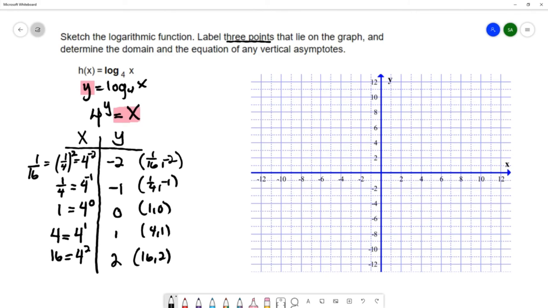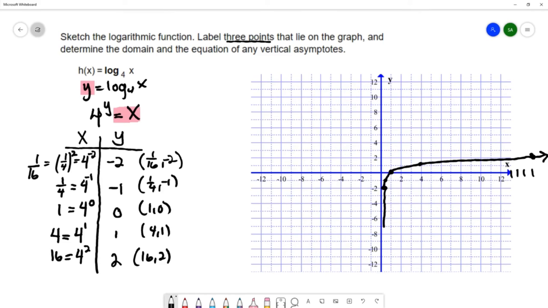I'm going to plot these ordered pairs. 1/16 and -2 would be about here. 1/4 and -1 would be about here. 1, 0 would be here. 4, 1 and 16, 2. So 12, 13, 14, 15, 16 is a little off my grid, but we can still see it about right here. These 5 points connect very smoothly, and you can see how the pattern would continue on the right and on the left.